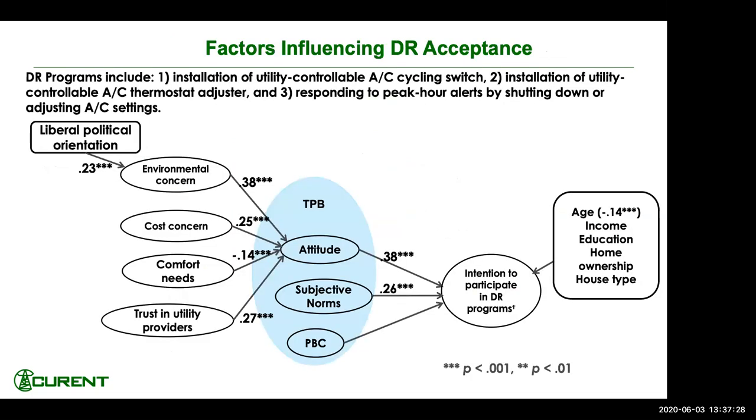We also look at the statistical analysis. You don't need to pay attention to all these details, but I just want to show you that environmental concerns are very important for the attitude toward the DR programs. So we plug all the factors into what we call structural equation modeling. And we also found that in terms of political orientation, Democrats are more likely to be concerned about environmental issues versus Republicans.